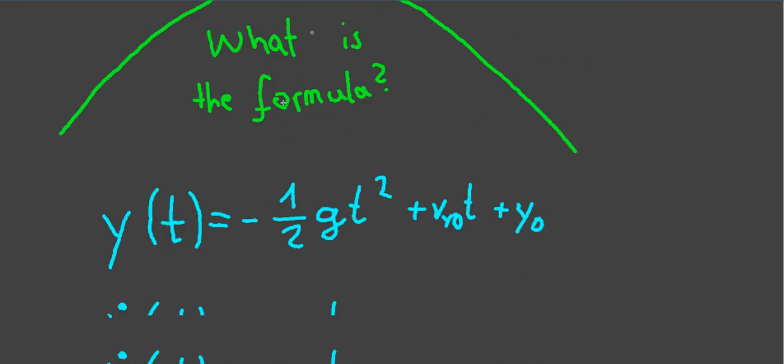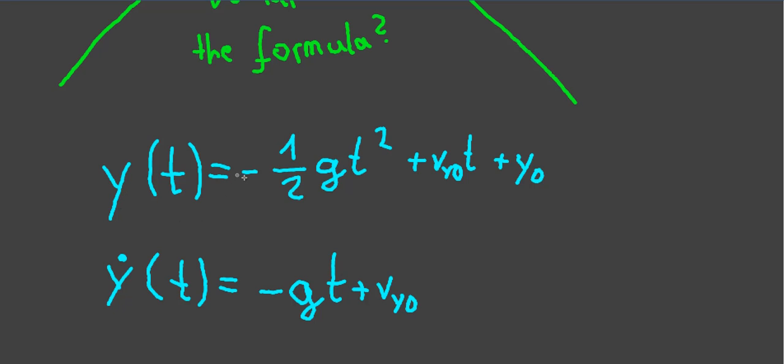And we get y of t is equal to minus 1/2 g t squared plus v0 in y direction times t plus y0. And we get y dot, or the derivative of y with respect to time, both are the same, is equal to minus g t plus v0 in y direction.